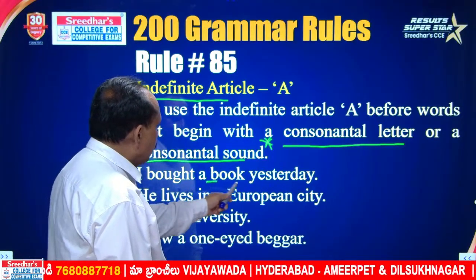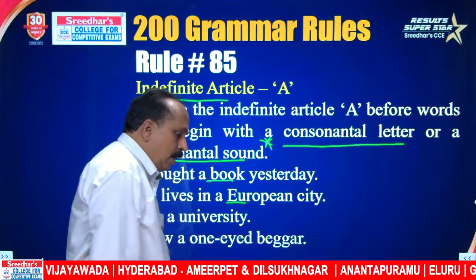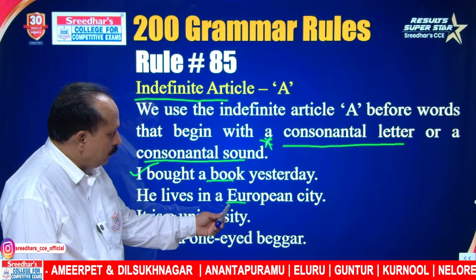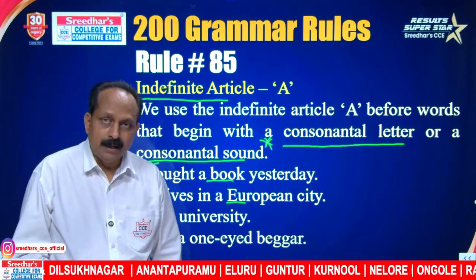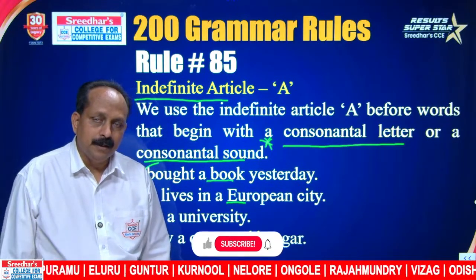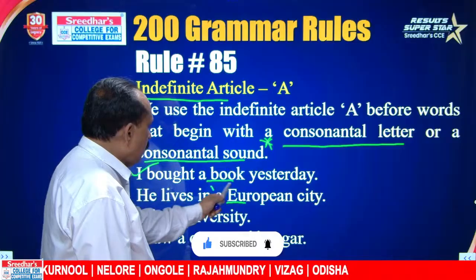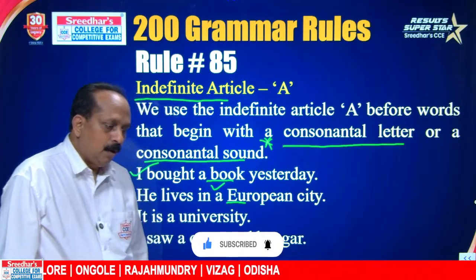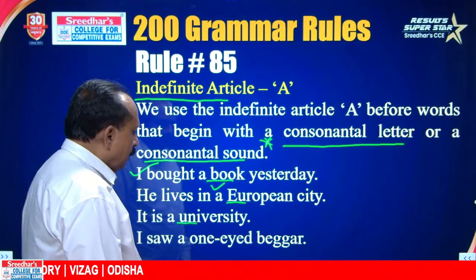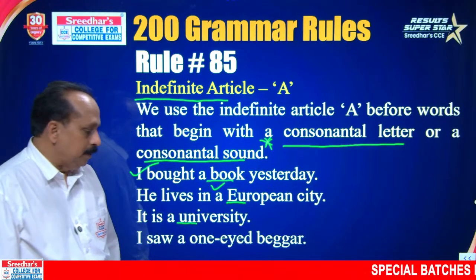I bought a book yesterday. Nothing wrong. He lives in a European city. A European city or an European city? If you look at the letter, it looks like a vowel letter. We have to use an. No, how do you pronounce that? U, European city. It is a consonantal sound. This goes with consonantal sound and we have to say a European city, not an European city. It is a university. Here the sound is consonantal sound. Based on that we should say a university.